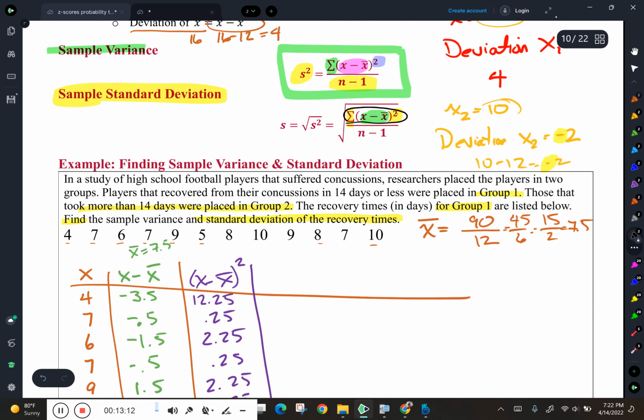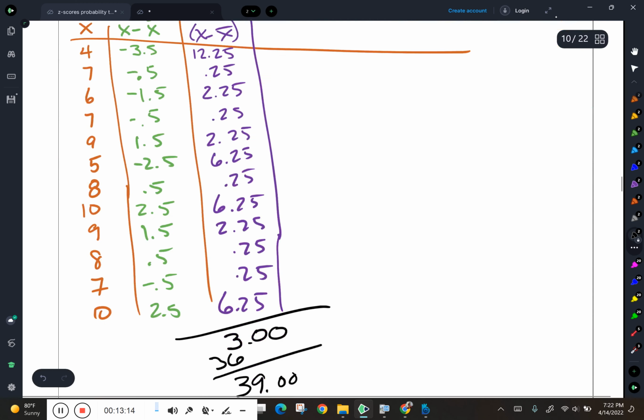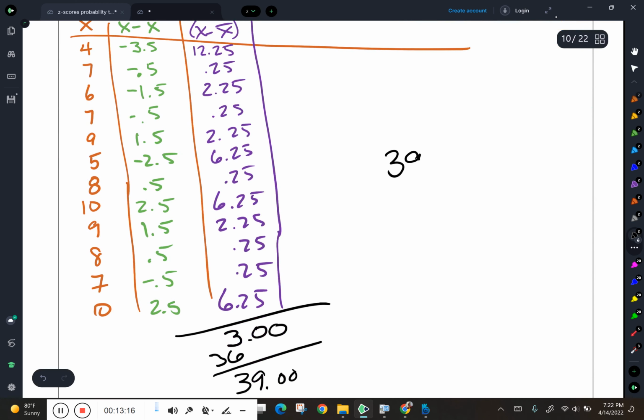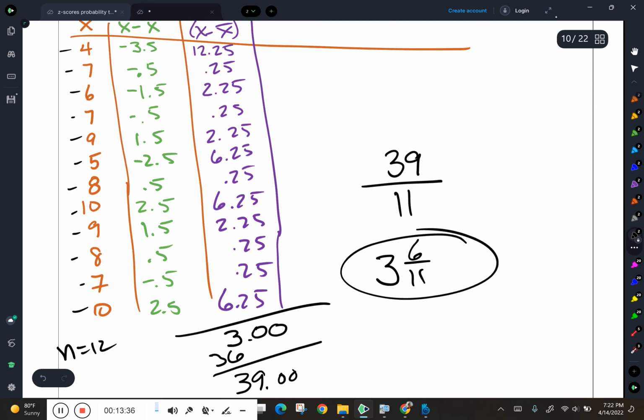So now I need to divide it by n minus 1. So I'll take that 39. I'll divide it by n minus 1. So let's see, we're 1, 2, 3, 4, 5, 6, 7, 8, 9, 10, 11, 12. So n is 12. So I'll divide by 11. So 39 divided by 11 is going to be what? 3 and 6/11ths. Okay.